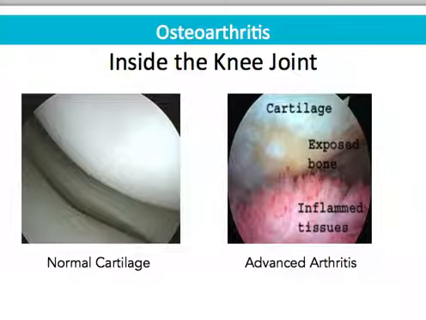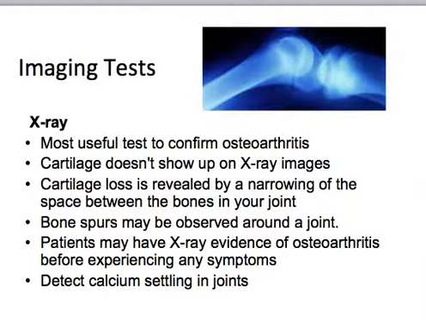Here's what the normal cartilage will look like inside of the knee. When you have advanced arthritis, this is stage 4, you're going to have inflamed tissues, and then you're going to have exposed bone. So that's why we're listening to that. The most common imaging for confirming osteoarthritis is typically x-rays. Cartilage does not show up on the x-ray, but the cartilage loss will be revealed because there'll be a narrowing of the space between the bones in your joints.